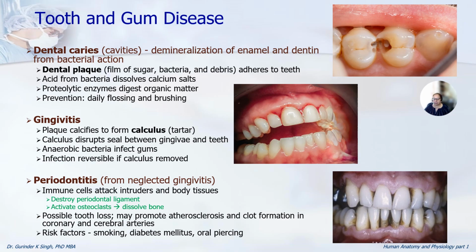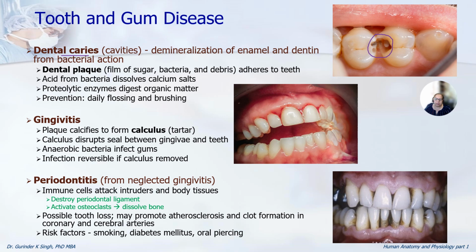Okay, so now let's discuss some of the common homeostatic imbalances of the tooth and the gums. One of the most common ones is dental caries, which is cavities. Dental caries are just demineralization. That means the hard portion of the enamel is gone, and the dentin is also gone. So there are holes, and this is typically because of bacteria, because the bacteria produce acid, and the acid simply dissolves the tooth.